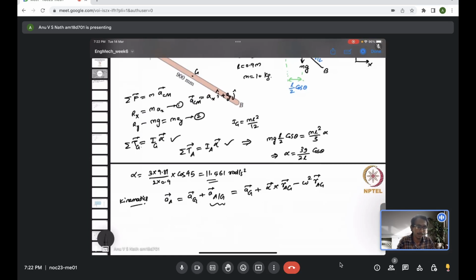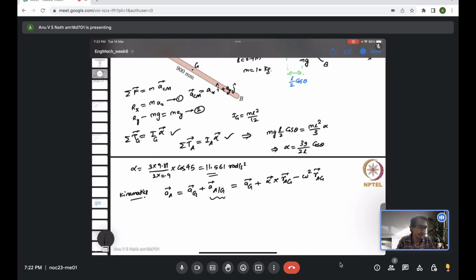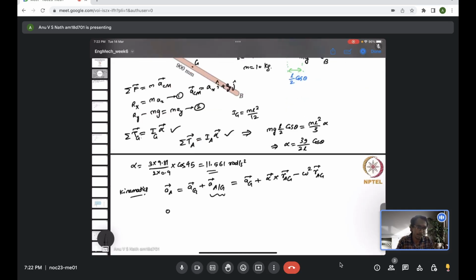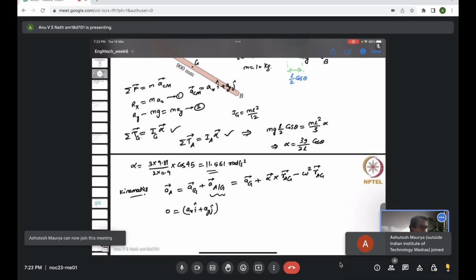So we have learned this last week, right? So why do we want to use this? We know the acceleration of A should be 0, because A is a fixed point and is not moving at all. So that's the purpose. A is not moving, so the left hand side is 0. Now the acceleration of G is basically axI and ayJ, the two unknowns which we need to evaluate, are here.